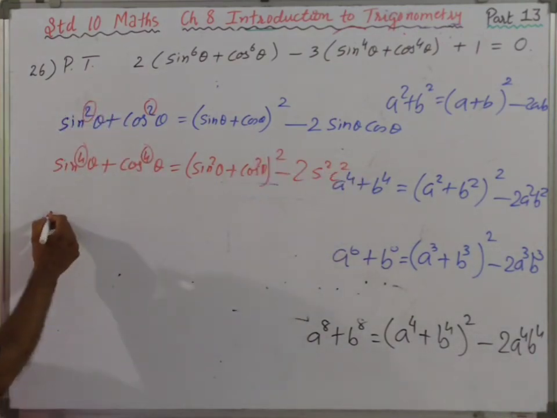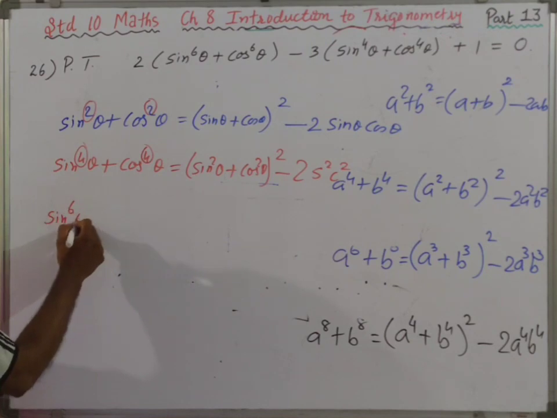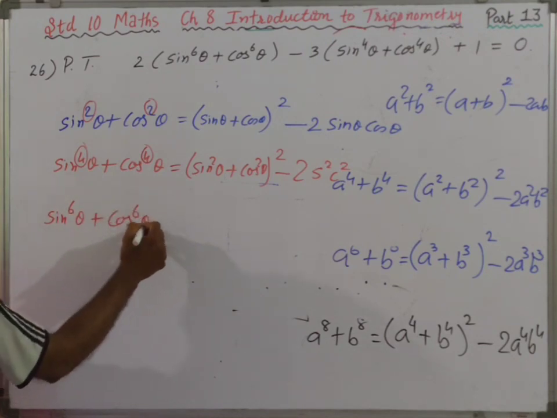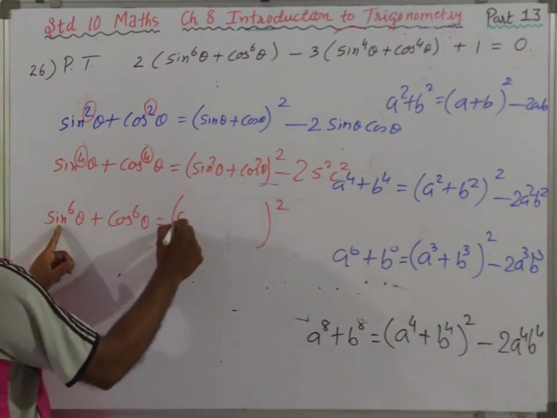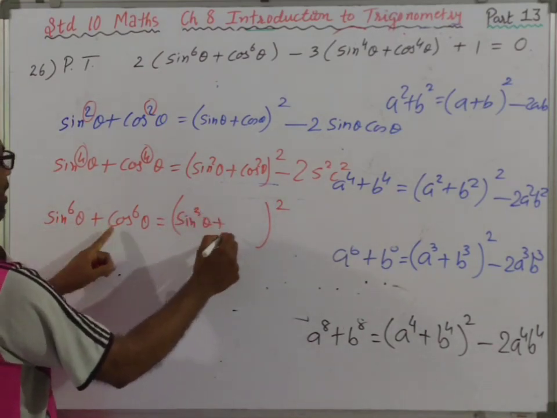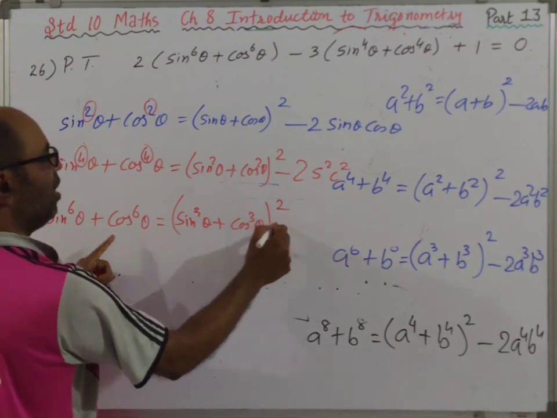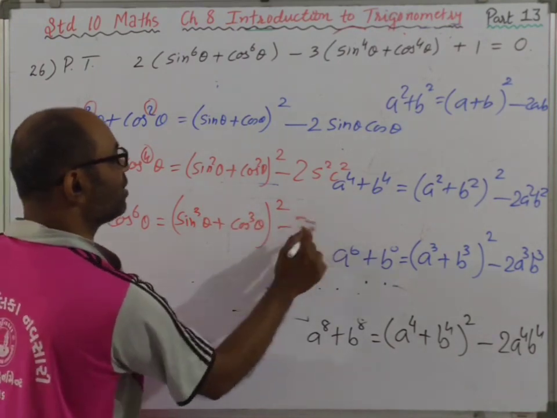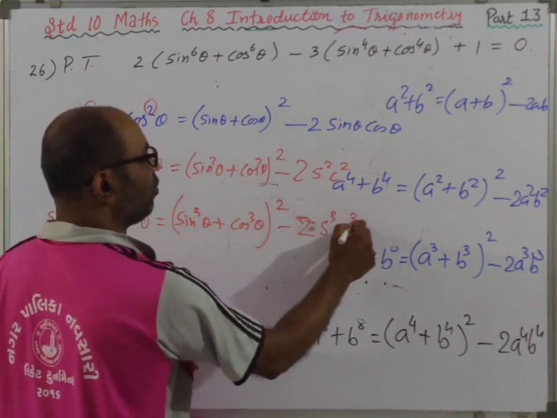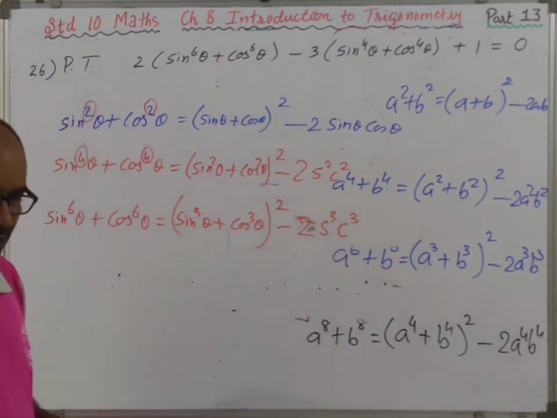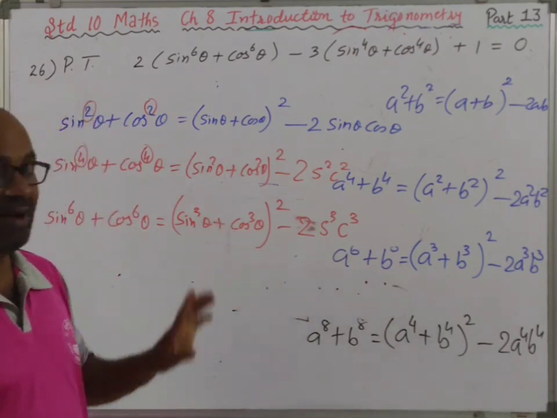Okay. What is sine raised to 6 theta plus cos raised to 6 theta? Whole square. If you want whole square, then here its square root, sine cube theta plus cos cube theta, and minus 2 times sine cube into cos cube. Is that clear to you? We are going to use this.